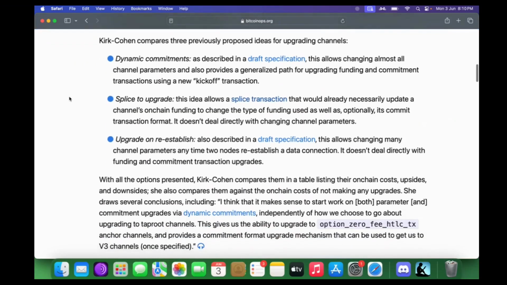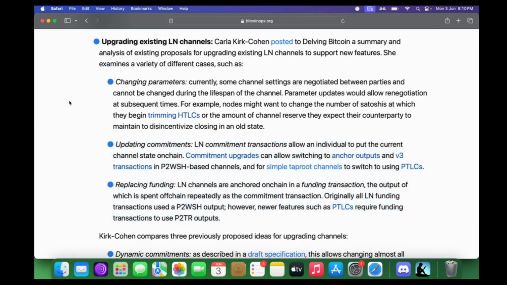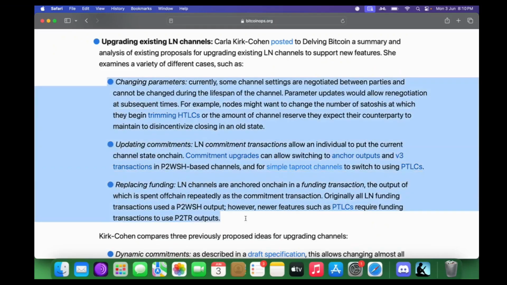Okay, so let's cover this much first. Basically, these are a few proposals that Kala has made to existing Lightning channels. It's three proposals primarily that she talks about. The first is changing parameters. Currently some channel settings are negotiated between parties and cannot be changed during the lifespan of the channel.